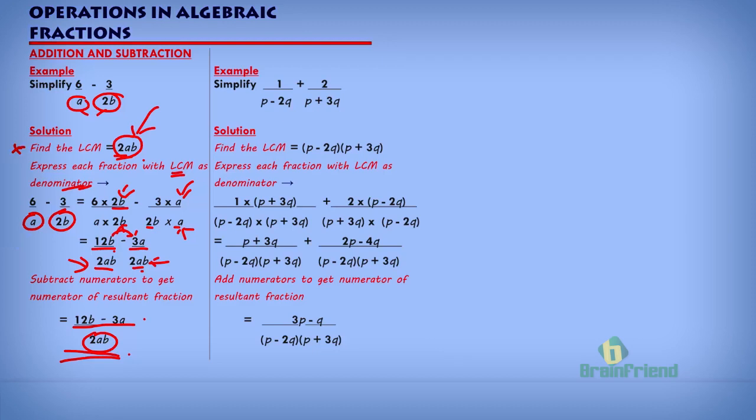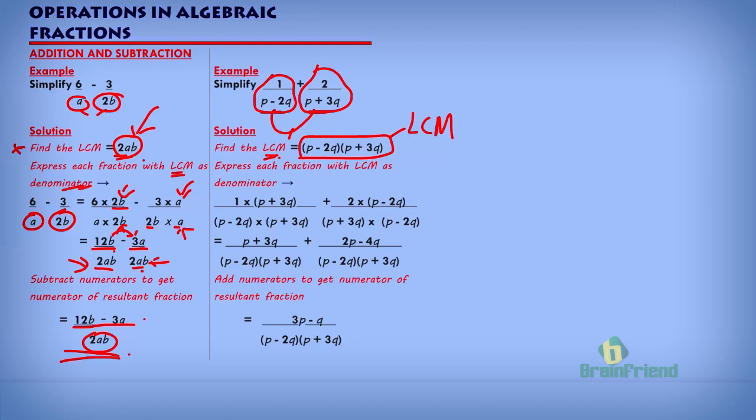Simplify 1 over p minus 2q plus 2 all over p plus 3q. Same steps in this situation again. Find the LCM. The LCM again in this case is a simple multiplication of our denominators, p minus 2q multiplied by p plus 3q. So that gives us our LCM. Again, to express each of our fractions with this LCM as our denominator, what do we do?